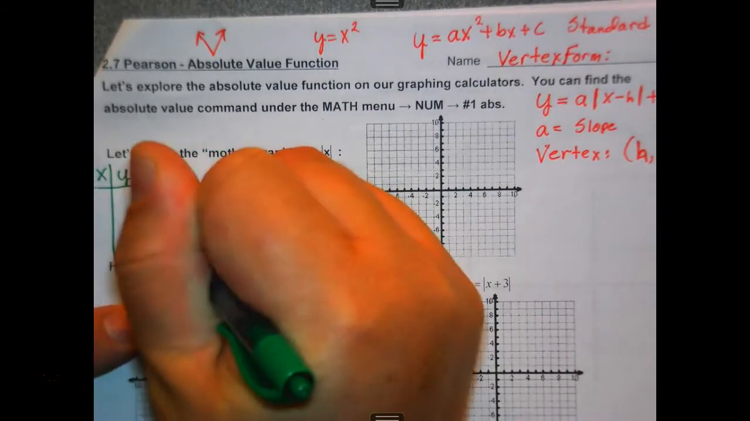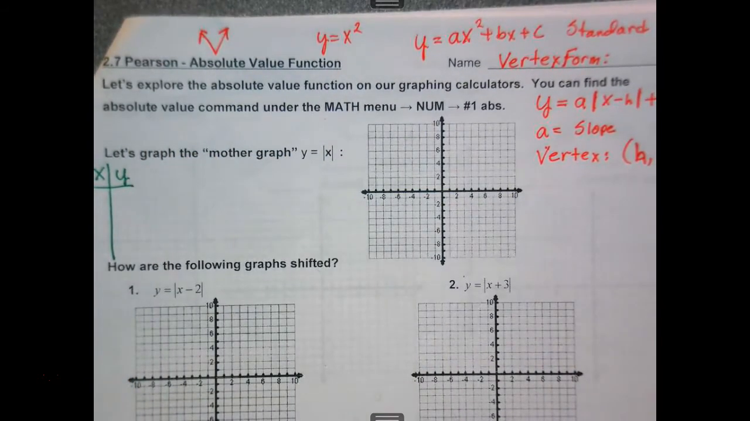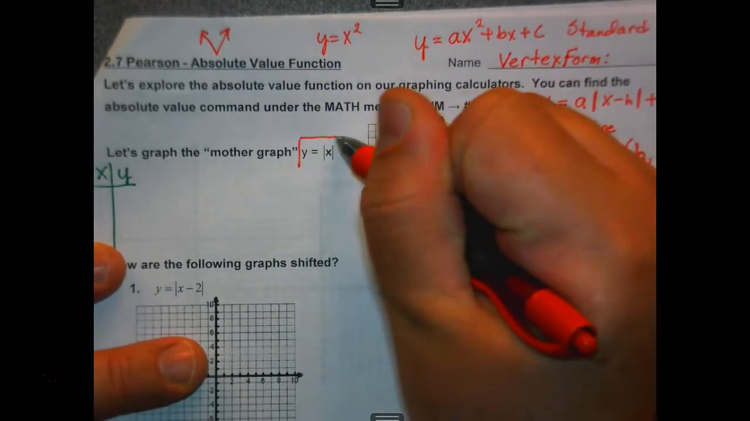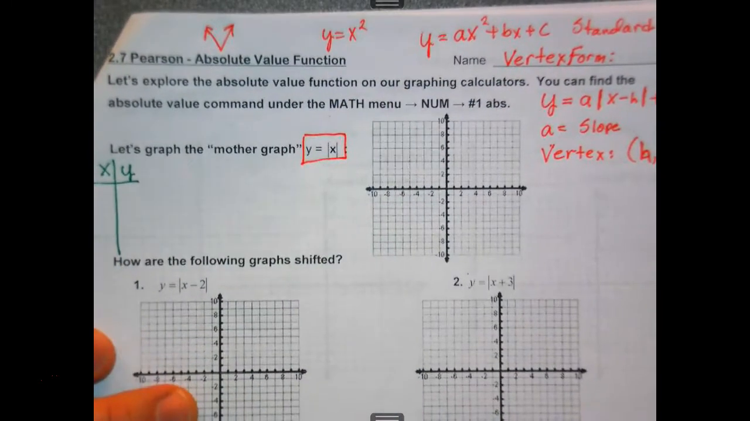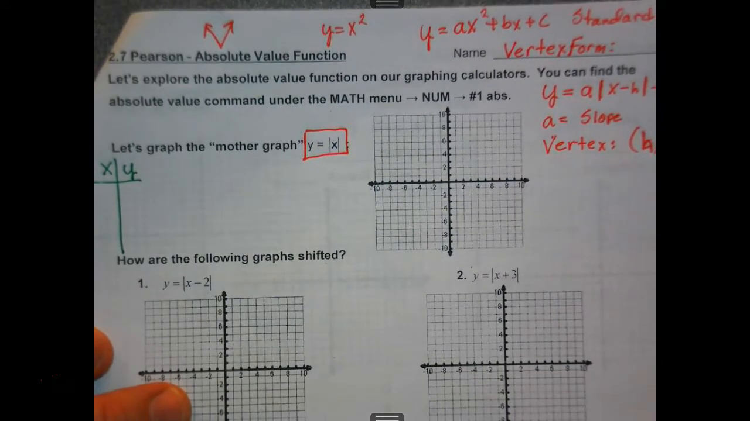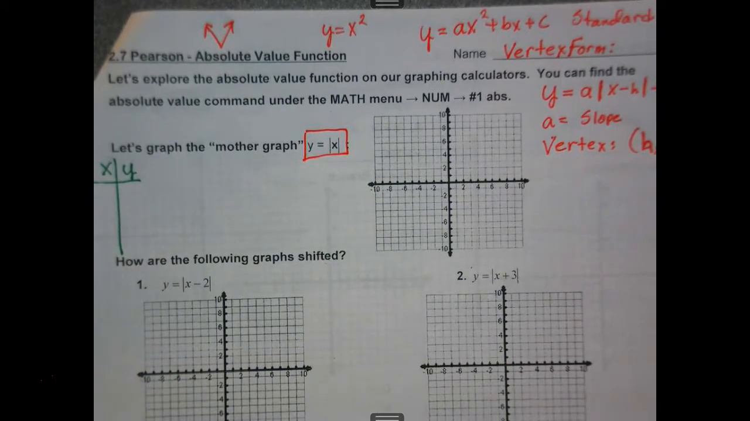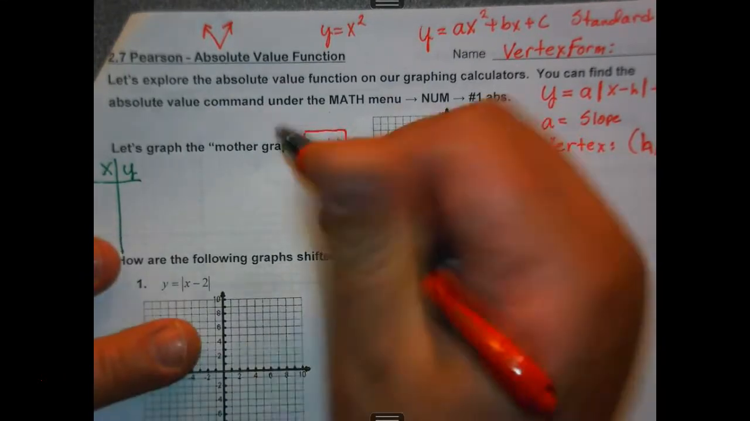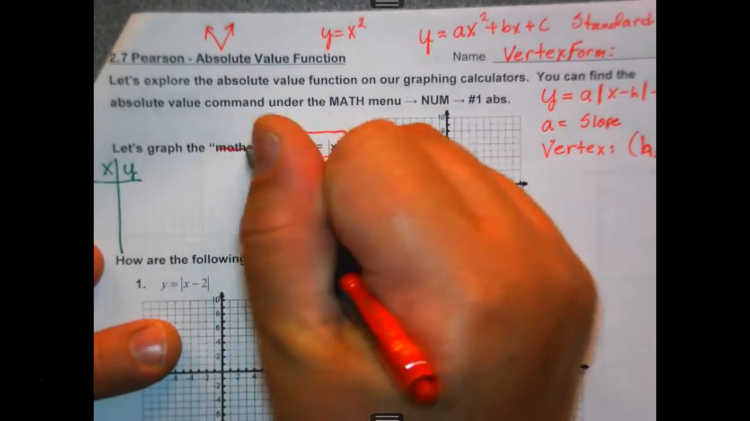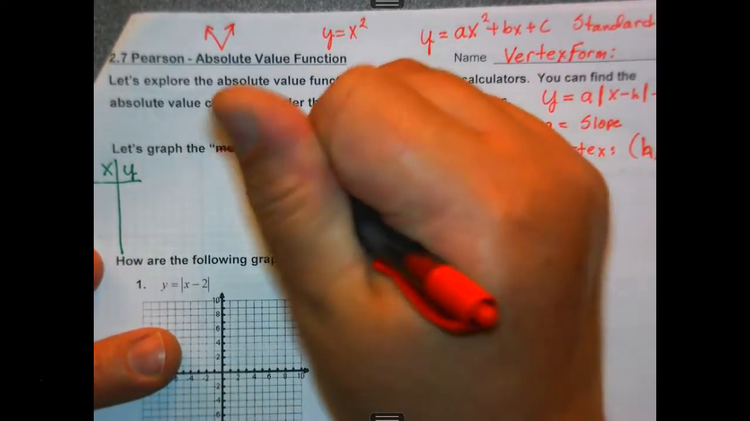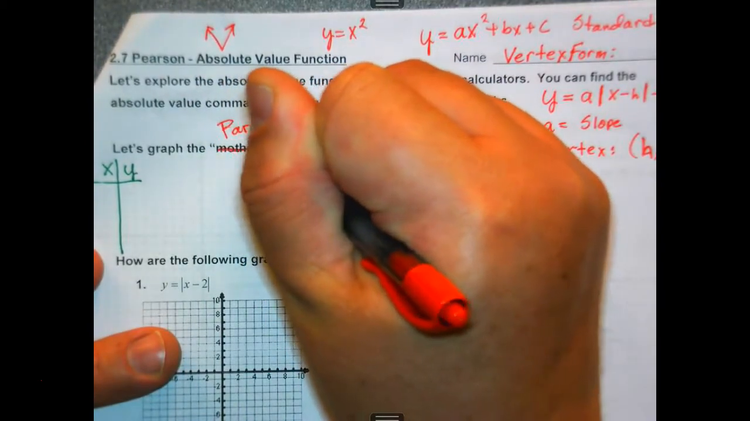We're going to graph what's called the parent function of the absolute value. This is the parent function of absolute value: y equals the absolute value of x. No matter what function we're looking at, we're going to compare our shifts or transformations to the parent function. Don't call it the mother graph. I think somebody was very angry when they did this. So it's the parent function.